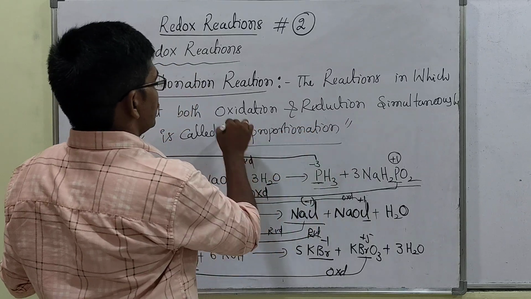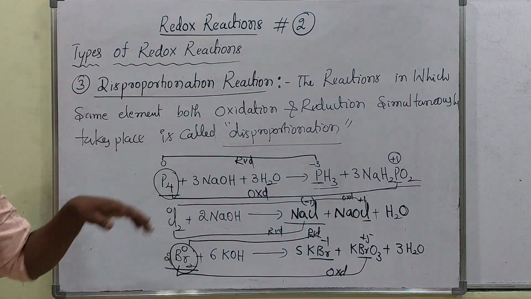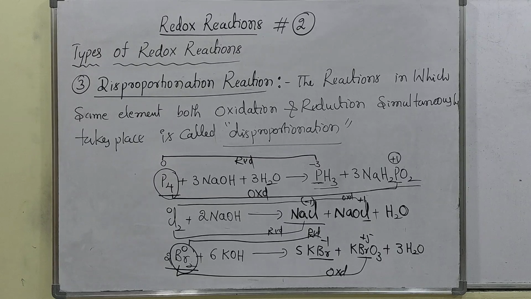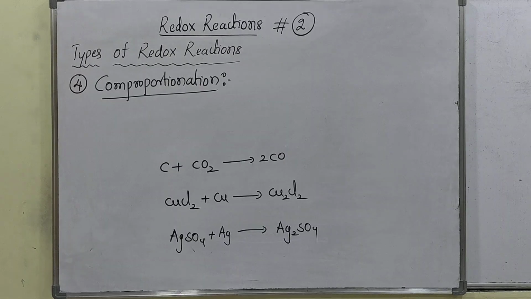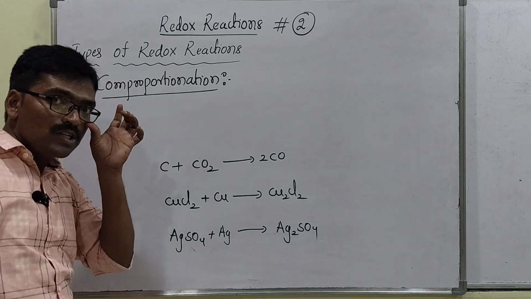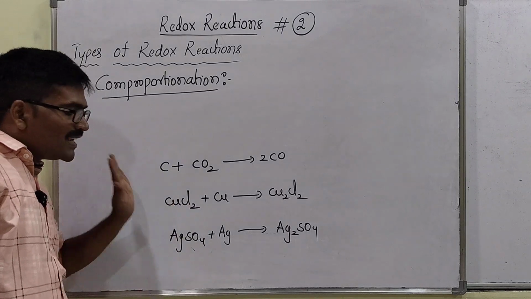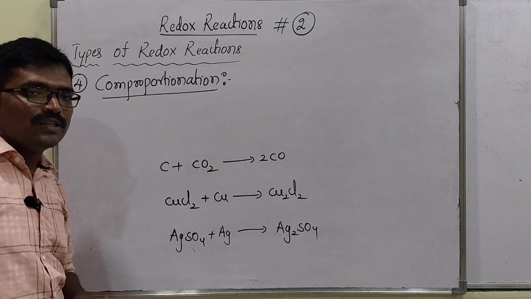This is the disproportionation reaction. Then next we have to discuss the comproportionation reaction. So note it, all of you. Look, my dear students, one more reaction, that is the comproportionation reaction, the fourth type of redox reaction. So look, there are some examples. I will explain the examples first.